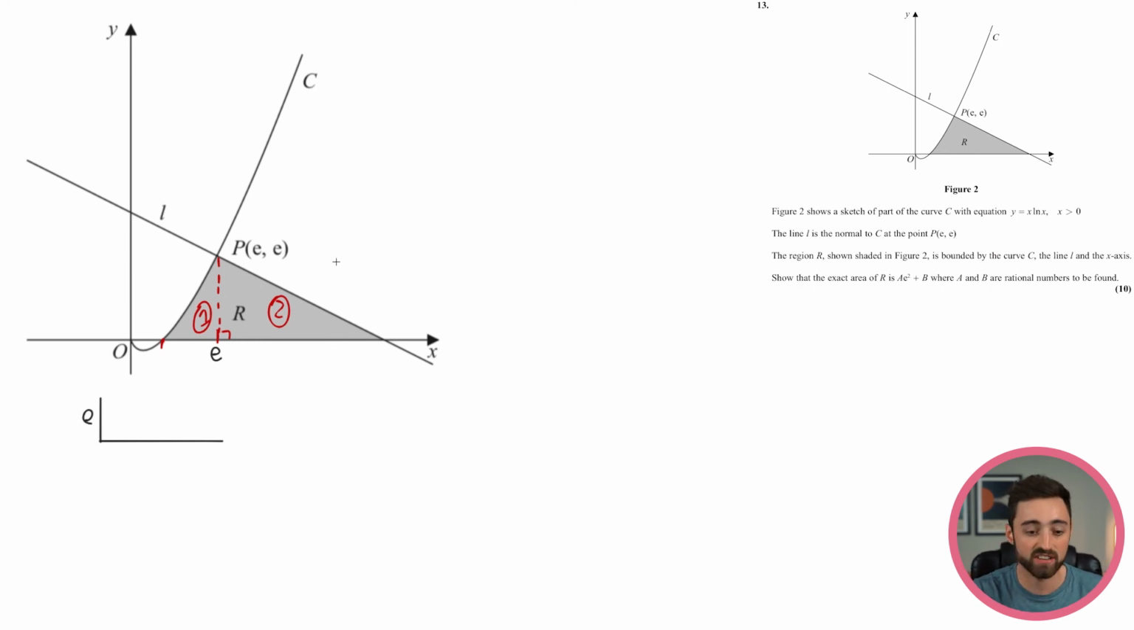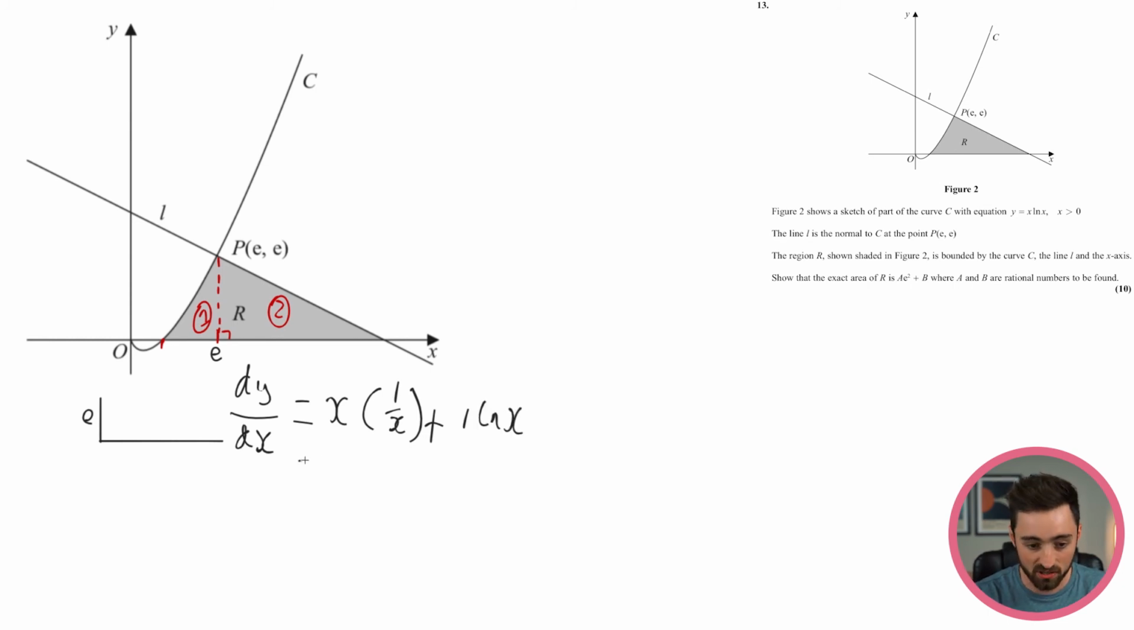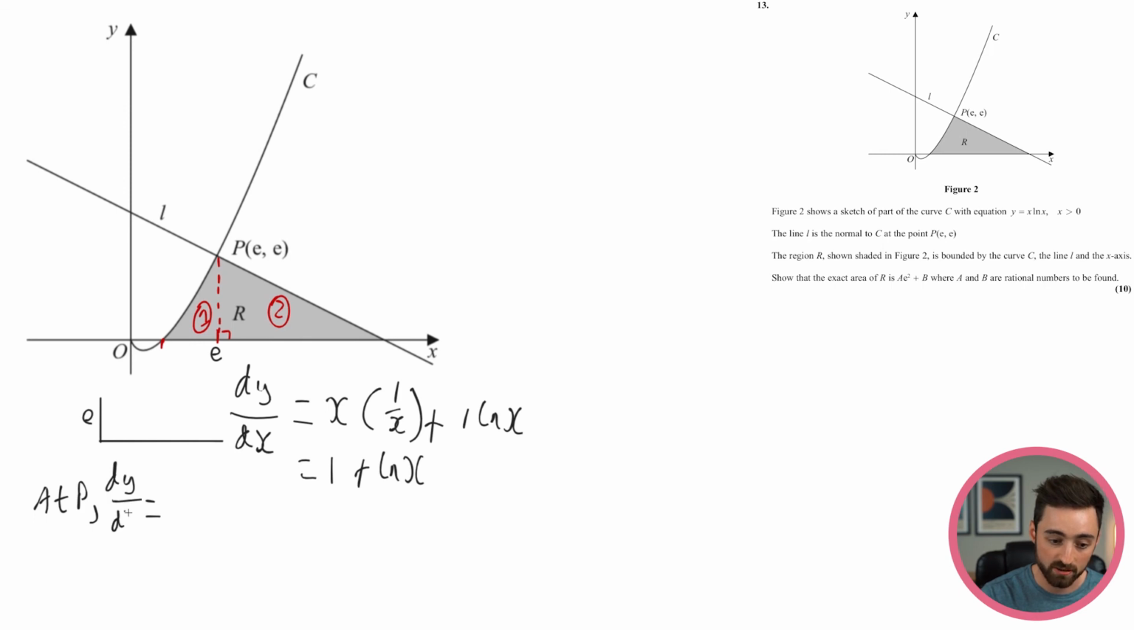So let's differentiate this curve before anything. dy/dx, I'm going to need to use the product rule here. So it's x times ln x. I'm going to write down the x, differentiate the ln x, plus differentiate the x, 1, times write down the ln x. So it's going to be 1 plus ln x. What I now want to do is substitute the x coordinate of this point in here, which is e. So at P, dy/dx is going to equal 1 plus ln of e. What is ln of e? Well, it's the power I need to raise e to get e, which is 1. So this is going to be 2.